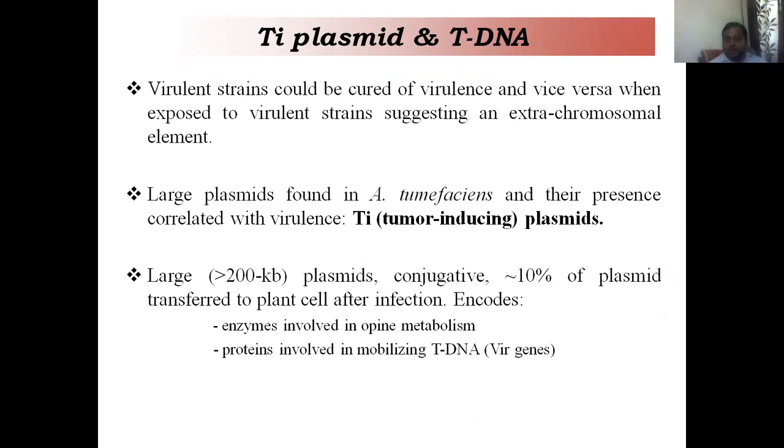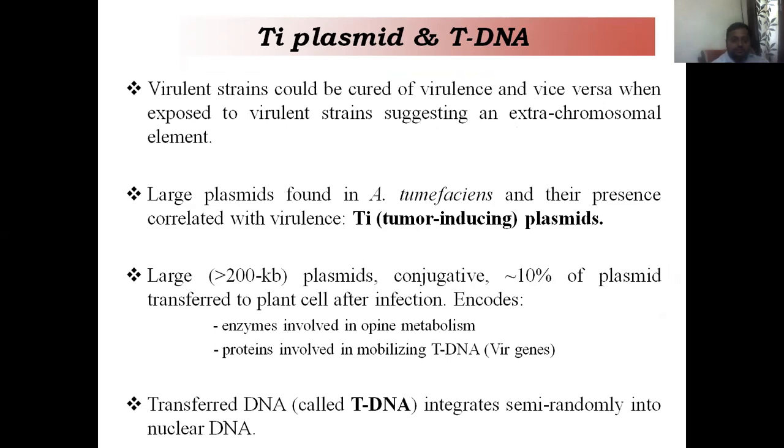Now, this particular tumor-inducing plasmid has a region of DNA called the tDNA, or the transfer DNA, which is the region that actually comes out of the Agrobacterium Ti plasmid and gets integrated into the nuclear genome semi-randomly. These Ti plasmids are huge, more than about 200 kilobases, and about 10% of the plasmid region is transferred to the plant cell after infection.